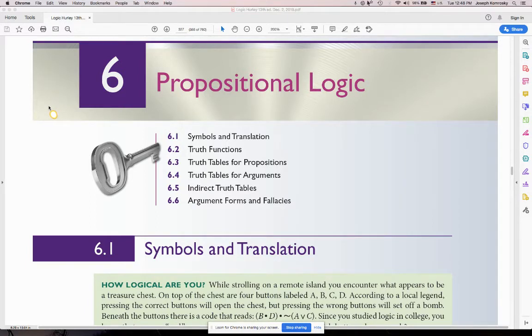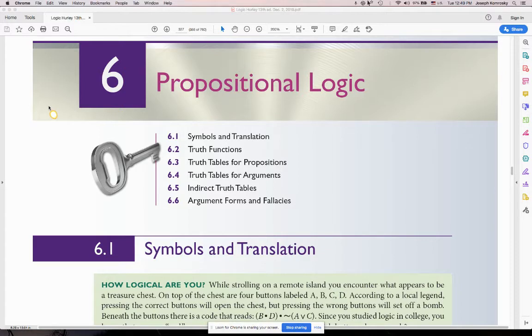So 6.1. Chapter 6 is all about taking English statements that are propositions about reality. What that looks like is states of affairs either obtain or they don't obtain. They're either true or false. Like right now I'm sitting down recording this lecture. It's a statement about reality. It's true. So in this chapter overall, you're going to be learning a different language, symbolic logic.